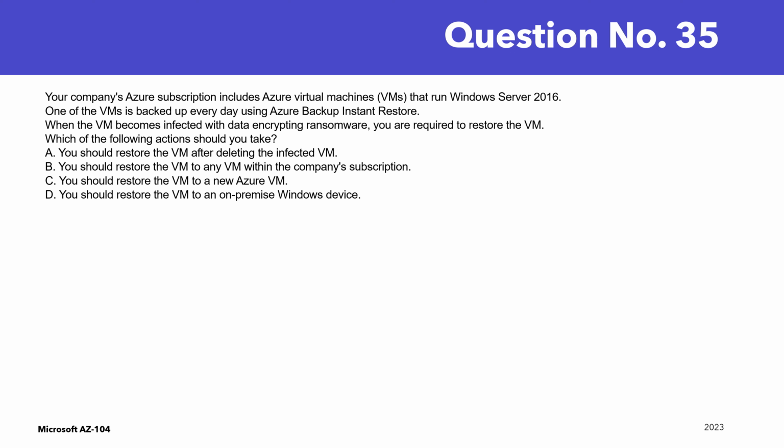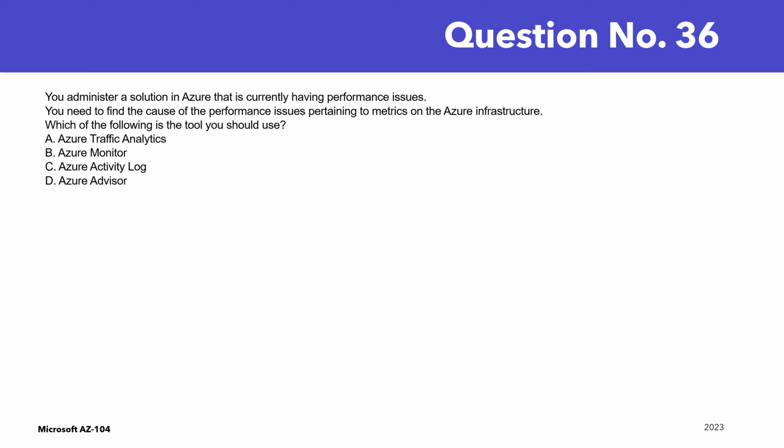Your company's Azure subscription includes Azure Virtual Machines, VMs, that run Windows Server 2016. One of the VMs is backed up every day using Azure Backup Instant Restore. When the VM becomes infected with data encrypting ransomware, you are required to restore the VM. Which of the following actions should you take? A. You should restore the VM after deleting the infected VM. B. You should restore the VM to any VM within the company's subscription. C. You should restore the VM to a new Azure VM. D. You should restore the VM to an on-premises Windows device. Correct answer: B.